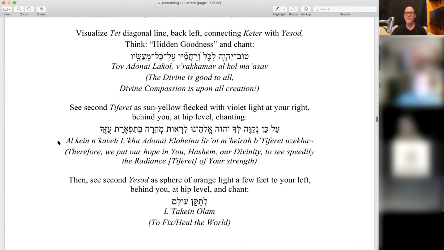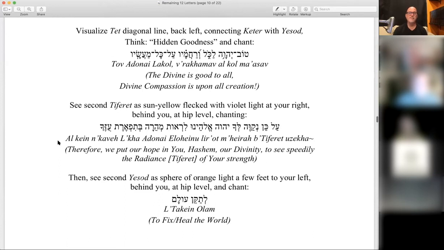Sun yellow flecked with violet at your right, behind you, hip level. Chanting Al-Kain. Al-Kain nekaveh lecha Adonai Eloheinu lirot mehera b'tiferet uzecha. And then seeing Yesod behind you on the left hip level, the Takain. L'Takain olam.